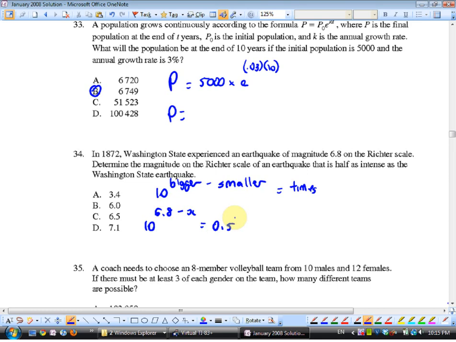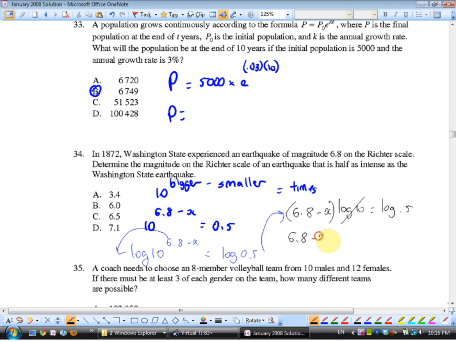How do I solve this? Take the log of both sides. Log of 10 to the power of 6.8 minus x equals the log of 0.5. This exponent can move to the front. You'll get 6.8 minus x times the log of 10 equals the log of 0.5. Log of 10 is just 1. So really what you have is 6.8 minus x equals the log of 0.5. x ends up being 6.8 minus the log of 0.5. Minus that to that side, plus that to that side.